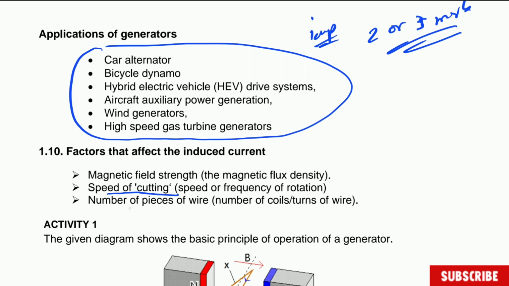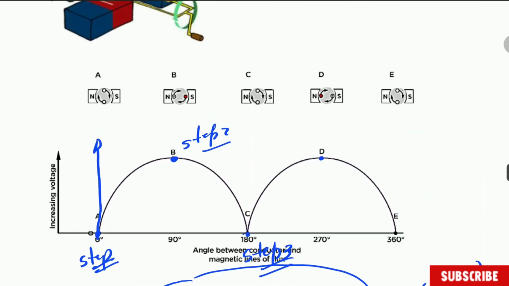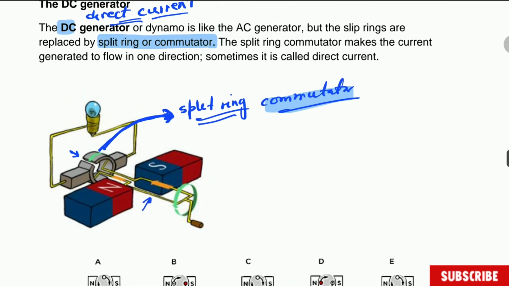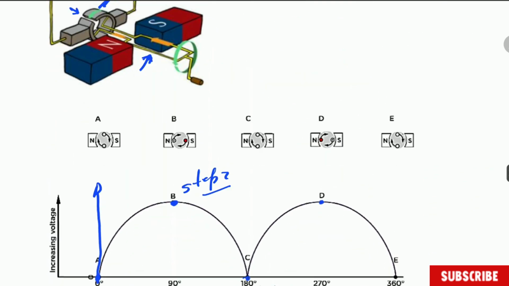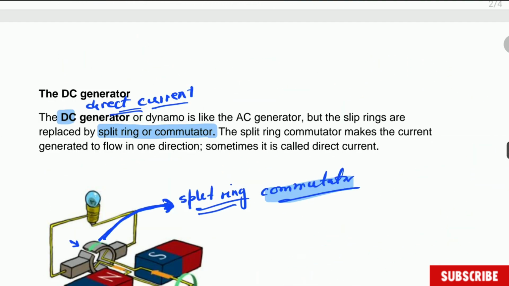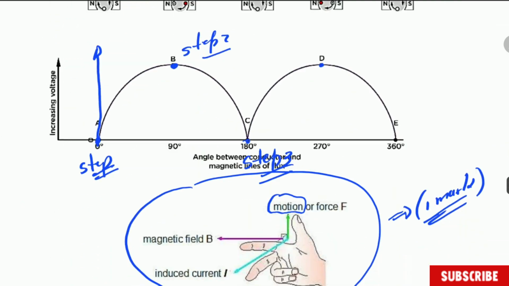And the other thing is the number of pieces of wire, the number of coils. Now, the number of coils refers to the number of coils in the armature. If you have more coils in the armature, then we'll also have a greater potential difference.